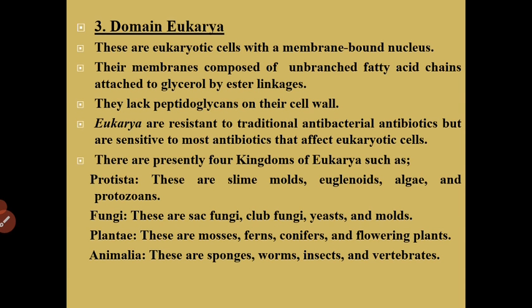Now, there are 4 kingdoms of Eukarya: Protista, Fungi, Plantae, Animalia. In the last lecture, we have seen these kingdoms. I hope you remember and you are working on the assignment. Okay. Protista, these are slime molds, euglenoids, algae, and protozoans. Fungi, these are sac fungi, club fungi, yeasts, and molds. Plantae, these are mosses, ferns, conifers, and flowering plants. Animalia, these are sponges, worms, insects, and vertebrates.